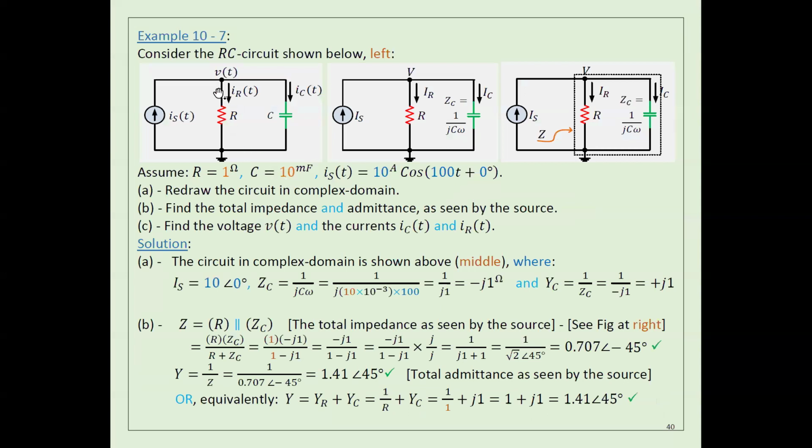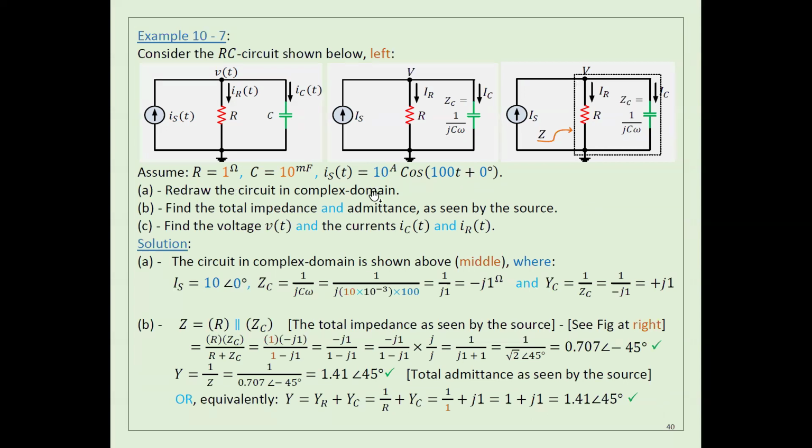Let's have another example. This is a very simple example. I have a current source. This current source is 10 cosine omega t plus 0. This is an AC current source. Then we have here a resistor, and here a capacitor.